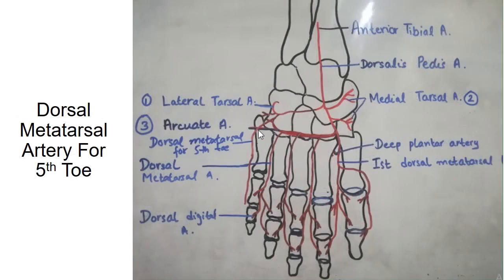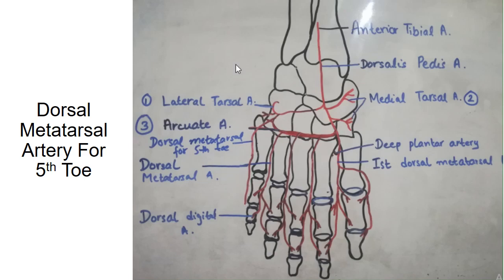Now coming to the blood supply on the lateral side of the fifth toe. The lateral side of the fifth toe is supplied by dorsal metatarsal artery for the fifth toe, which arises from this arterial loop formed by lateral tarsal artery and the arcuate artery. This arterial loop gives off a branch which is supplying the lateral side of the fifth metatarsal and the fifth toe.